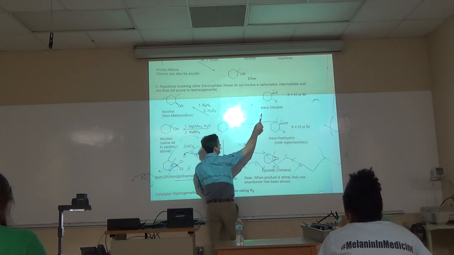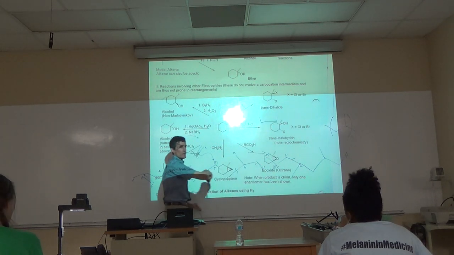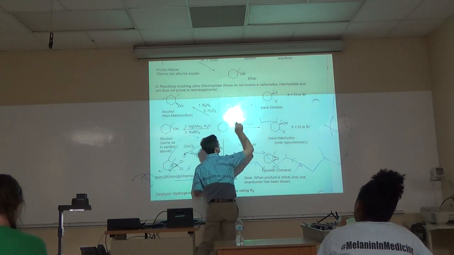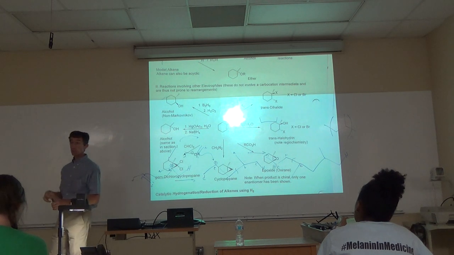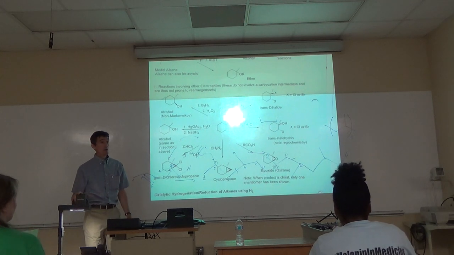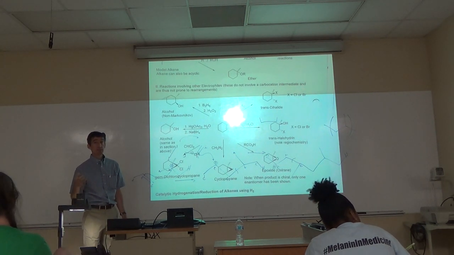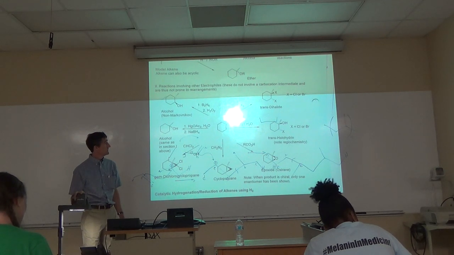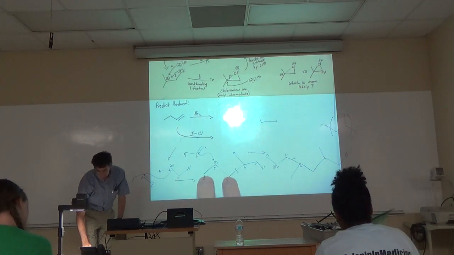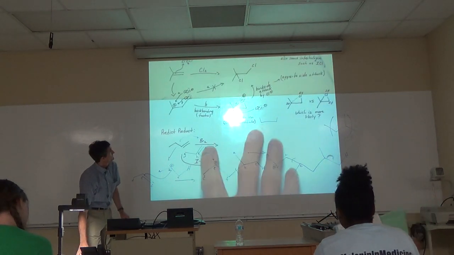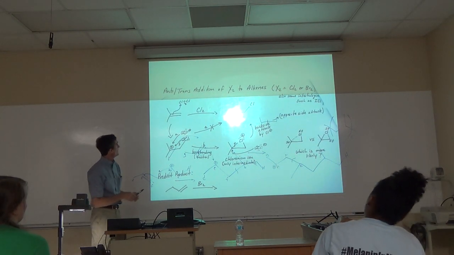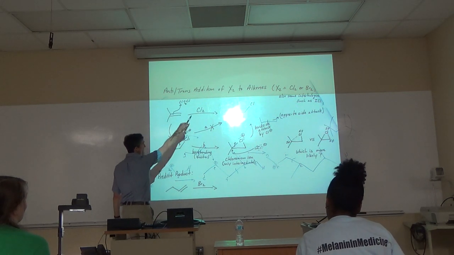We'll start here at 1 o'clock and work our way around the clock. First reaction will be reaction with X2, halogen, elemental halogen like bromine, Br2, chlorine, Cl2. Elemental atomic halogen. Okay. Let's introduce this here. This is called anti or trans addition of halogen to an alkene.